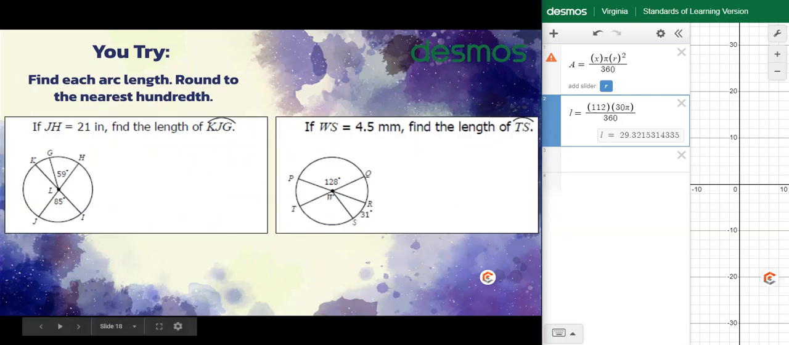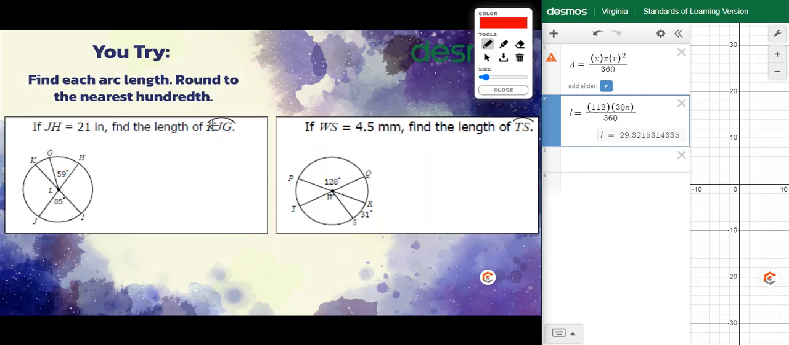Go ahead and try the next two examples on your own as well. So for the first one, we're trying to find the length of KJG. A major arc has three letters, KJG, all the way around. So everything but that tiny piece right here, which means we've got some additional information that we need to find.